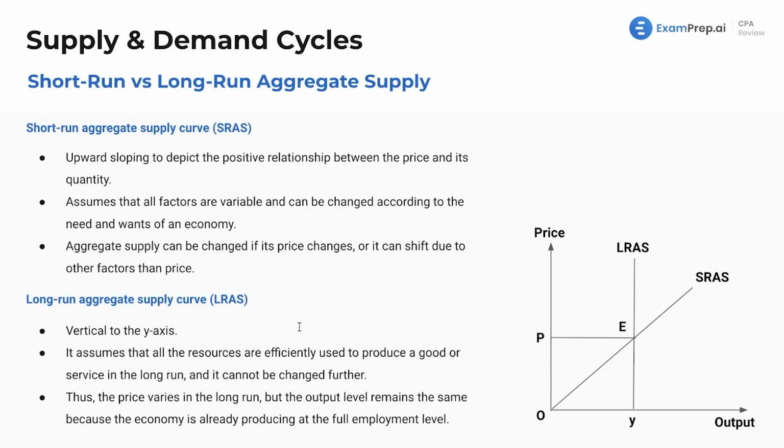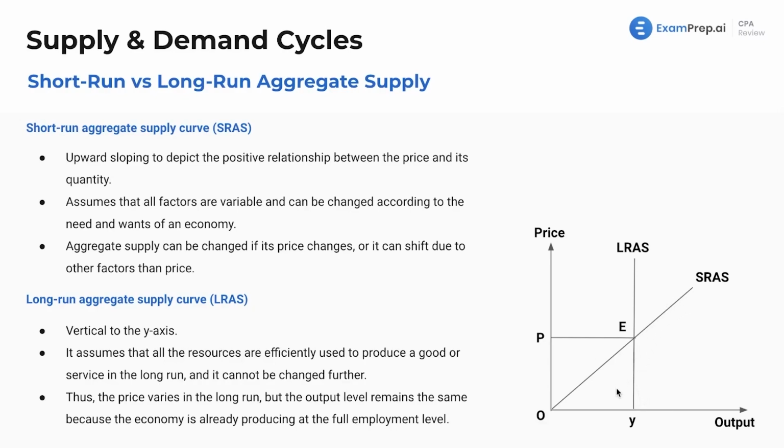Now, what about our long run aggregate supply? Why is this one strange? Why is that straight up and down? Well, that's because of the assumption that all resources are efficiently used to produce a good or service in the long run, and it cannot be changed further. So this is under the assumption, right? It's more theoretical, you can think of, and it's the assumption that we're going to have our supply efficiently utilized, so it's going to be at a constant level. Now, because of this, the price varies in the long run, but the output level remains the same because the economy is already producing at the full employment level.